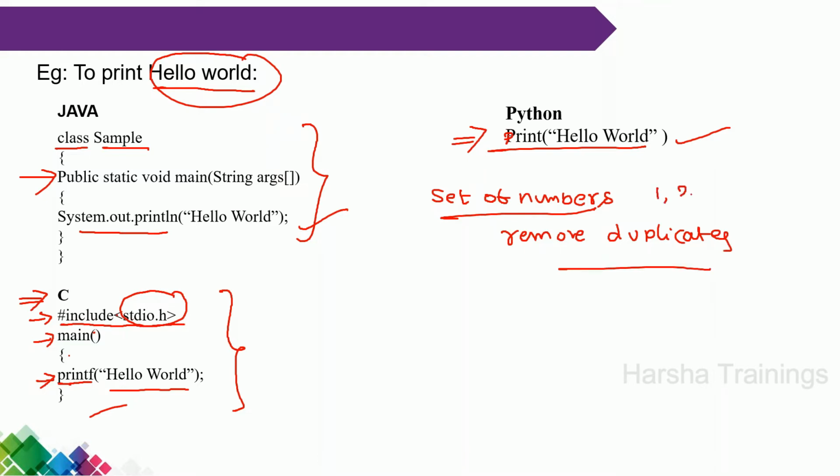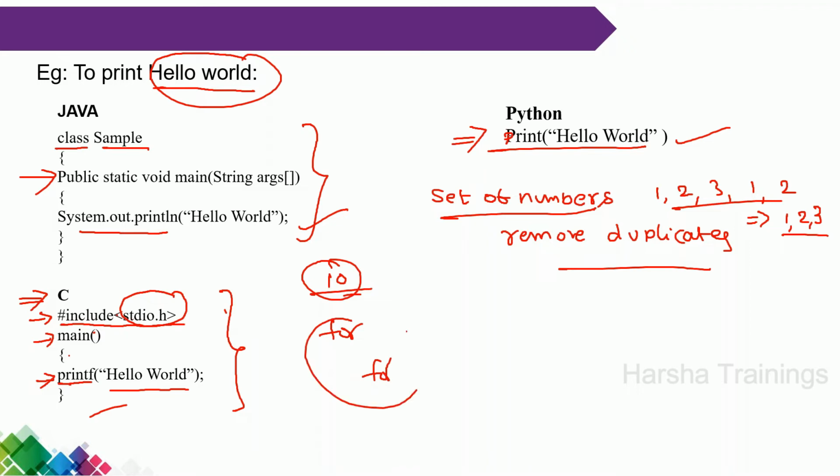For example, if my numbers are 1, 2, 3, 1, 2, what is my answer? After removing the duplicates, 1, 2, 3 is the answer. Suppose you want to execute this program in C and Java, approximately you require 10 to 15 lines of code, and you have to use for loop and nested for loop, and regularly you have to perform the comparison. So the program size is very large.